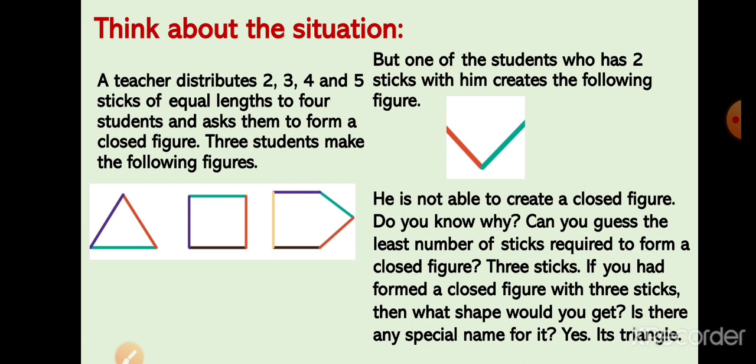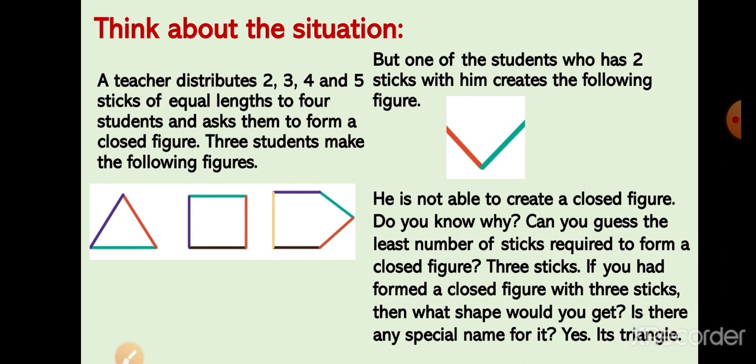Closed means "மூடப்பட்ட", right? For example, close the door, what does that mean? It means shut that door, isn't it? So likewise, closed figure means "மூடப்பட்ட வரைபடம்". Here the teacher asks them to form a closed figure, so closed figure means it should not be open.